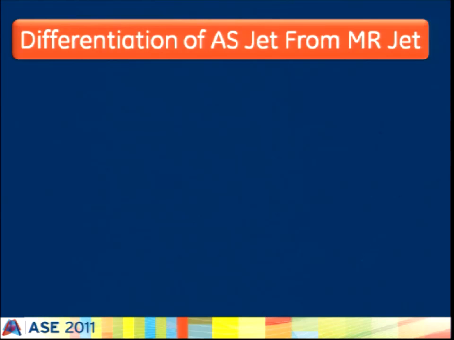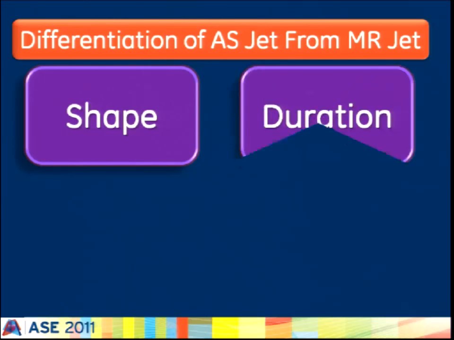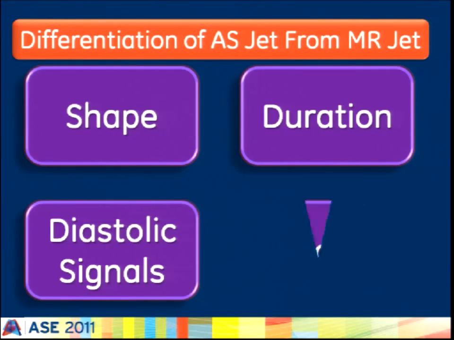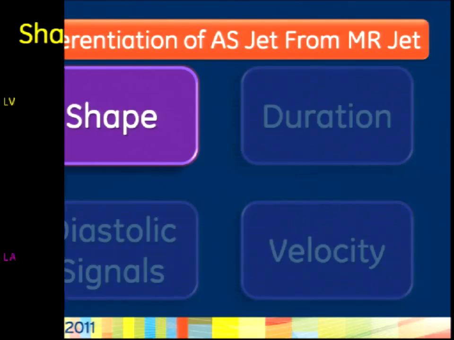So how do we differentiate aortic stenosis from an MR jet using non-imaging CW? There are 4 things to look at. We can look at the shape of the signal, we can look at the duration of the signal, we can look for diastolic signals, and we can also look at the velocity of the signal. So we'll go through each of these in turn. So we'll start off by looking at the shape of the signal.